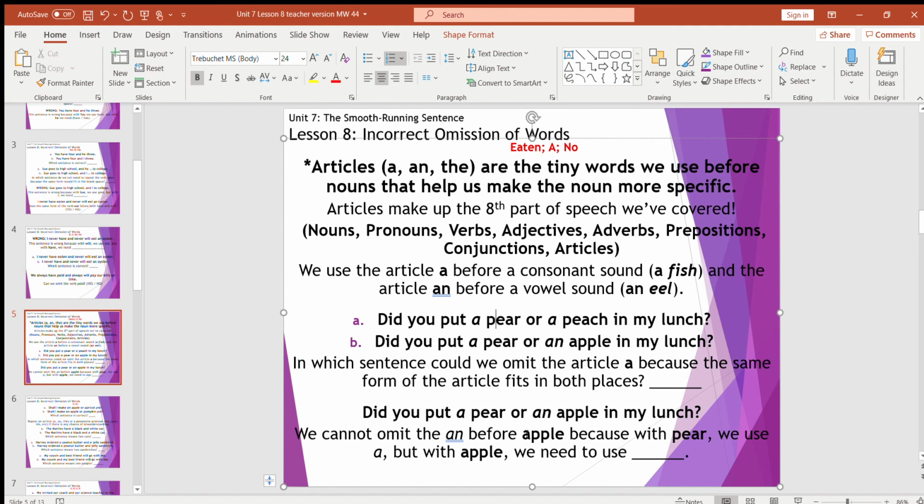It'd be wrong because with apple we need an, right? It's the vowel sound. But with pear we use a. But of course with apple we use the article an. So we need to include both.